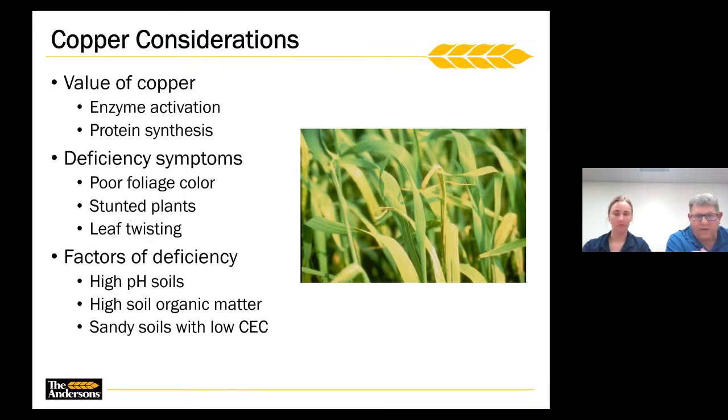So when we think about wheat, the first one that usually comes to mind for me is going to be on the copper side, and the value of copper really is going to be in the enzyme activation, and a lot of things happen with that enzyme activation as we go through the growing season. Usually what you're going to see is going to be stunted plants, or sometimes you'll see some twisted leaves, especially up at the top. Soils with a really high pH to them, something that's been recently limed, are going to be the fields that we're probably going to see it in the most, along with those sandy soils with some really low CECs.